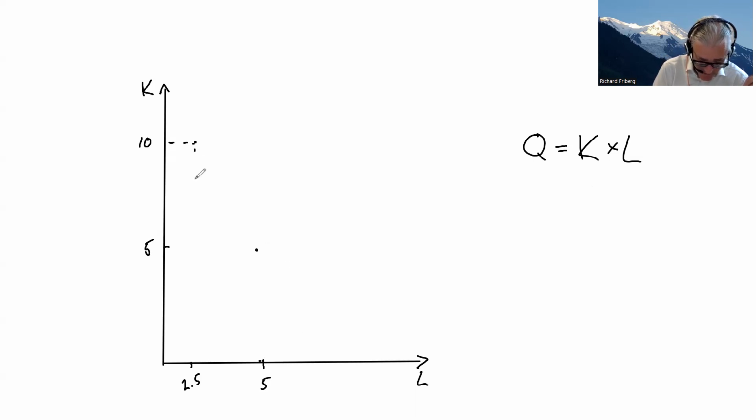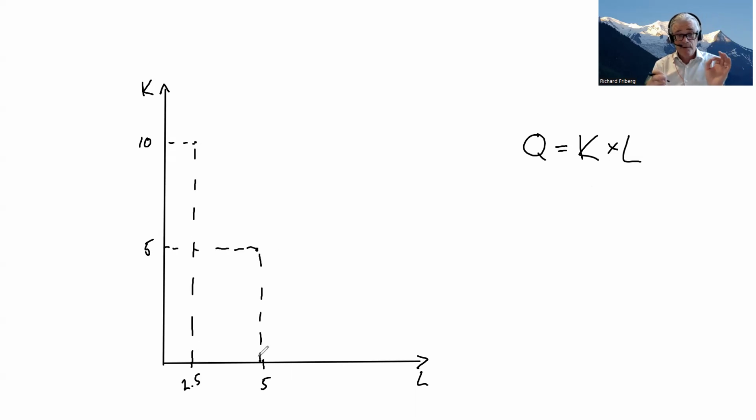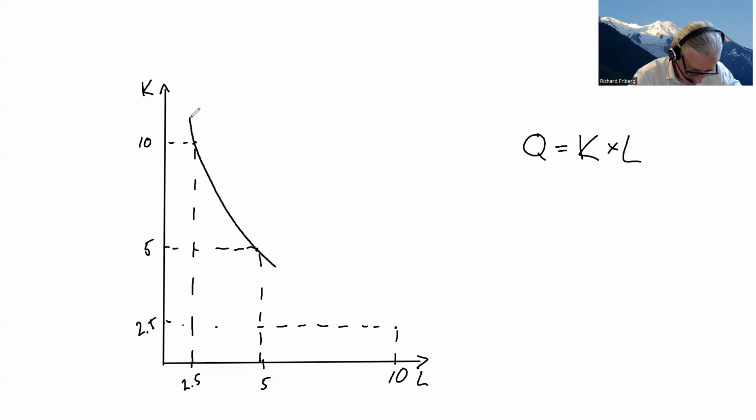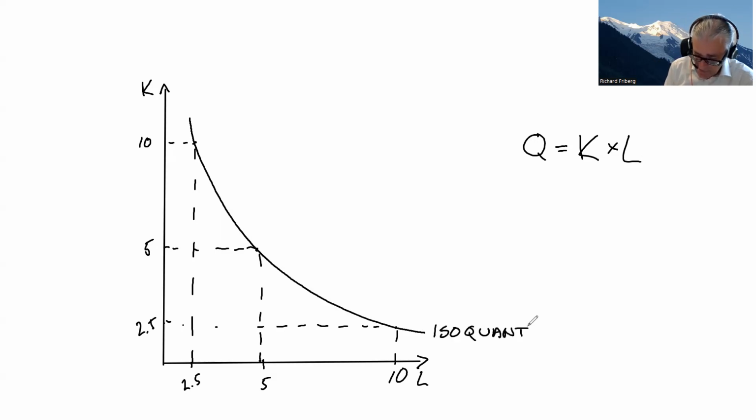So that's another possible way of combining inputs to produce 25 bicycles, or we could be using 10 units of labor and 2.5 units of capital to produce 25 bicycles. Okay, so these are different ways of producing the same amount of bicycles, and we can combine them with a curve like this, and we call this curve then an isoquant. Different combinations of inputs that give the same output, in this case, 25 bicycles.